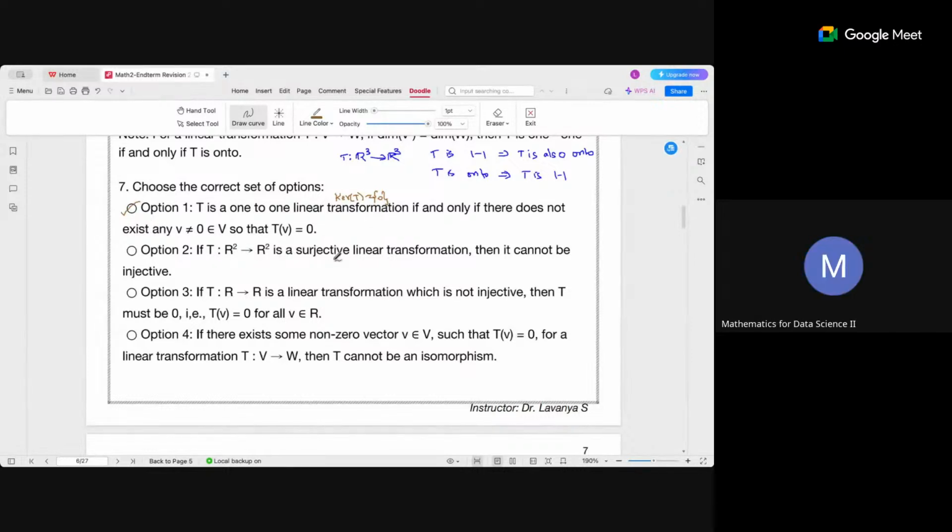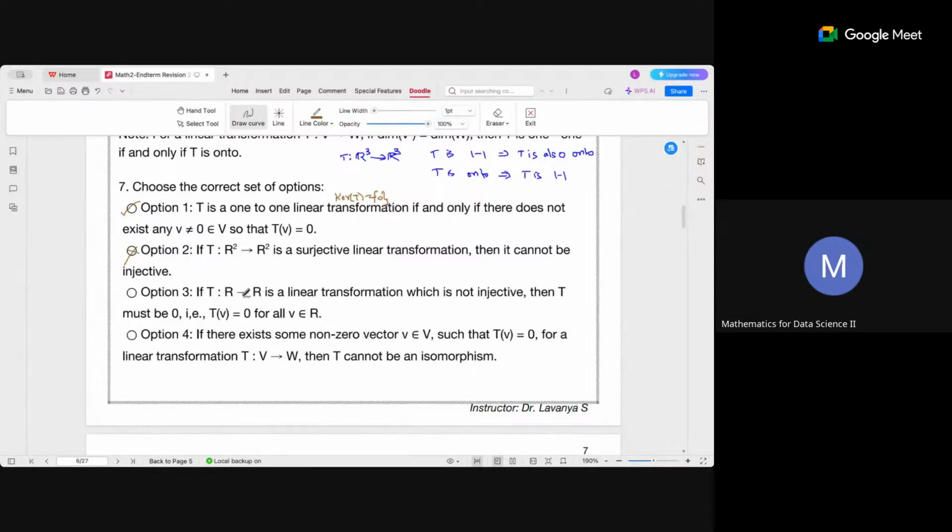If T from R2 to R2 is a surjective linear transformation, then it cannot be injective. False, because that is what we saw here, right? If T is from R2 to R2 and T is onto, then automatically T is 1 to 1. So this is incorrect.